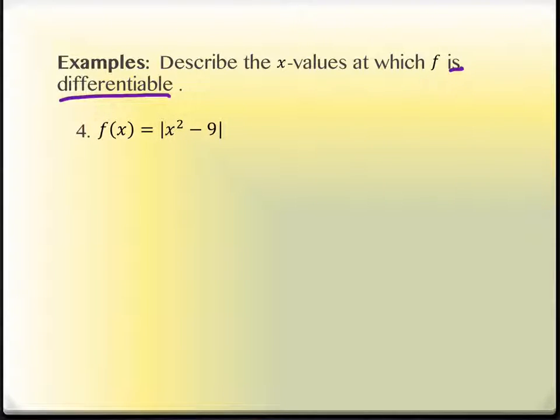Do you see some sharp turns? Yes. Can you tell where they are from the graph? Negative 3 and 3.